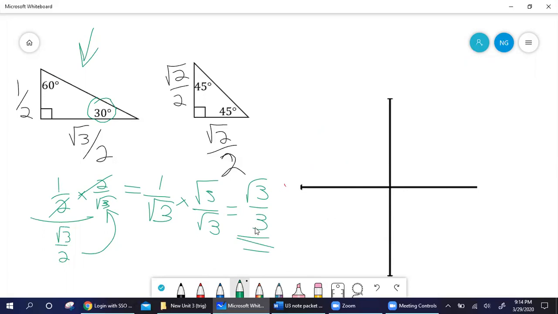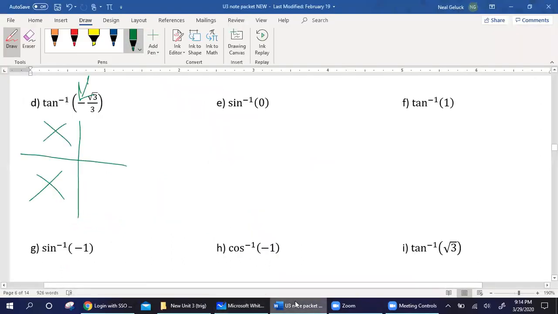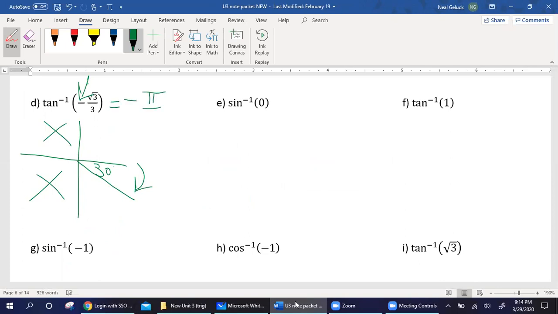So what did I just figure out? I figured out that from 30 degrees, the tangent is root 3 over 3. So I know this is a 30-degree reference angle, and I know it's in the fourth quadrant. So then the question is, what is that angle? And again, I'm rotating in the negative direction. That would be negative pi over 6.